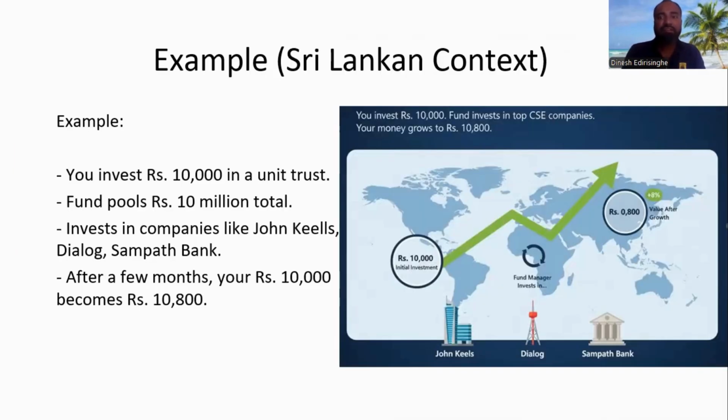Let's go to an example in the Sri Lankan context. Imagine you invest rupees 10,000 in a unit trust. Another person, B, invests 20,000 in the unit trust. Another, C, invests 50,000. Another, D, invests 100,000. Like that, your total unit trust fund will be 10 million.